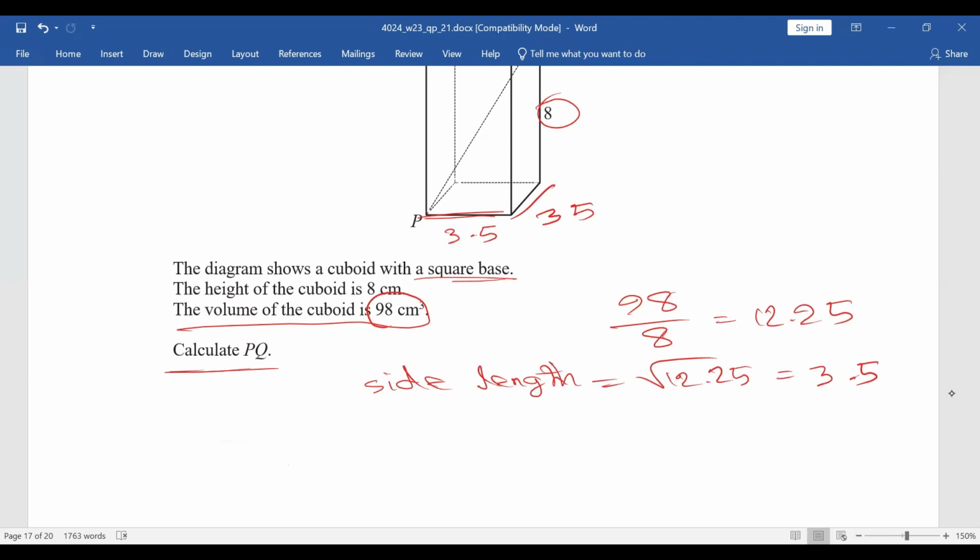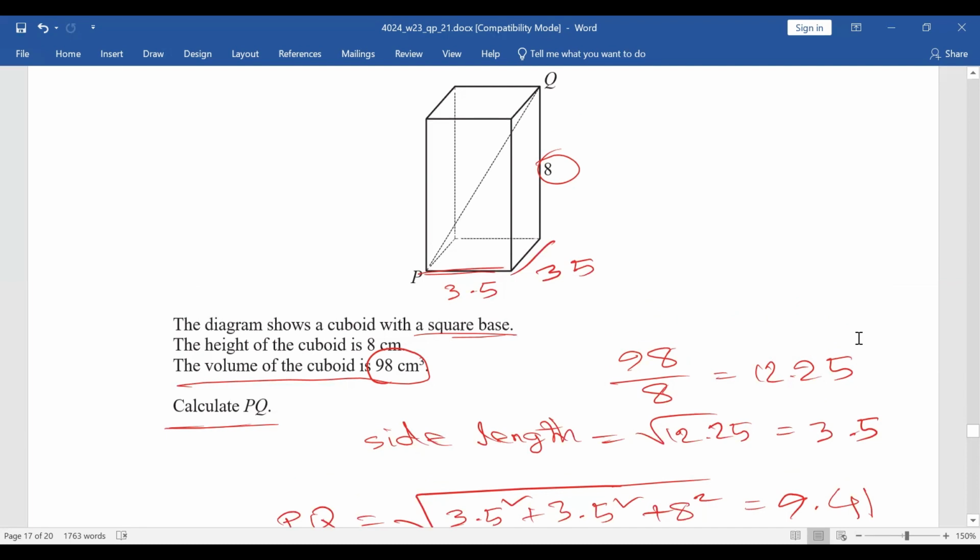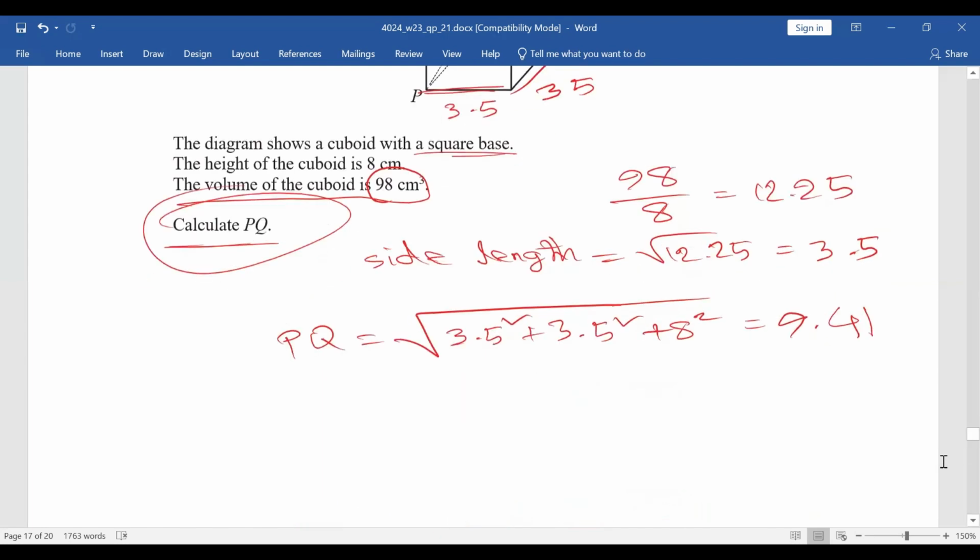So PQ equals root over 3.5 squared plus 3.5 squared plus 8 squared, which is 9.407. So if we take 3 significant figures, it will be 9.41. 9.41 is the length of PQ, and as it is a length, it is a single dimension, one-dimensional length. So the unit will be 9.41 centimeter.